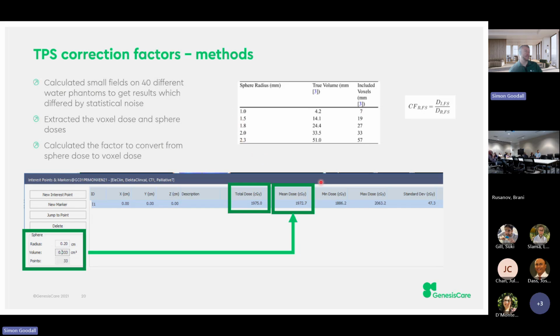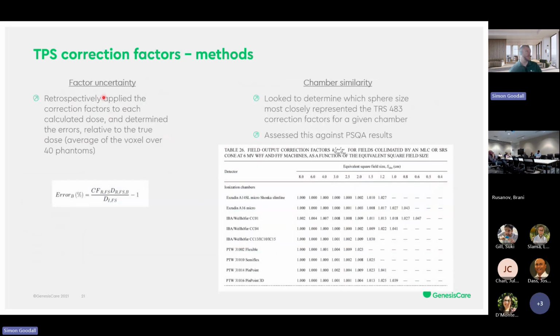And we get these jumps at different sphere radii. So from the 40 calculations, we extracted the isocenter dose, which we called the true dose, and we extracted the dose to different sphere sizes. Then you can derive a correction factor purely as what you need to multiply this mean dose by to get back to the voxel dose. Once we determined these, we went back through and retrospectively applied them to those 40 different calculations to see if, had we used these on the day, we would have got back to the true value.